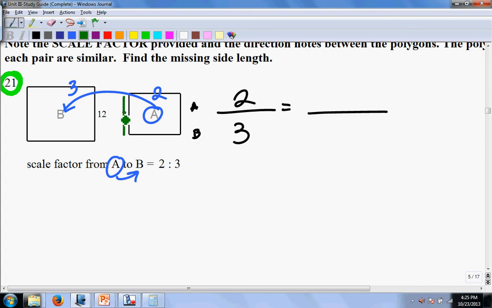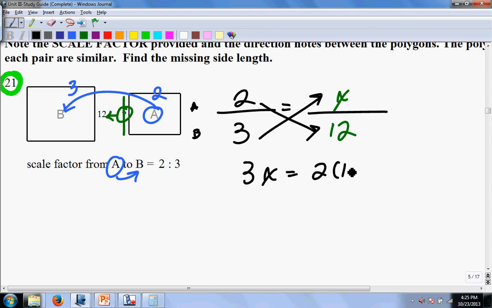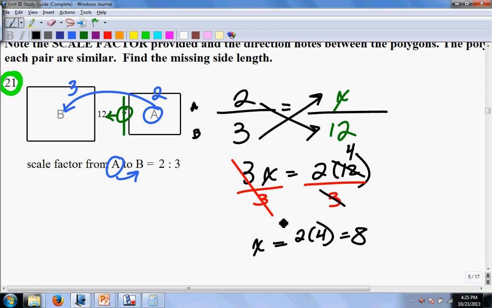And then I'm going to go unknown to 12. Cross multiply. The key to multiplying is not multiplying, it's reducing. You solve faster that way. So x here equals 8, or your unknown.